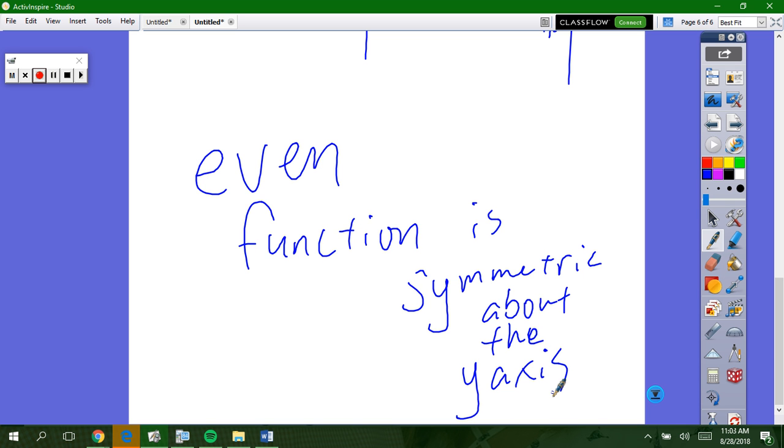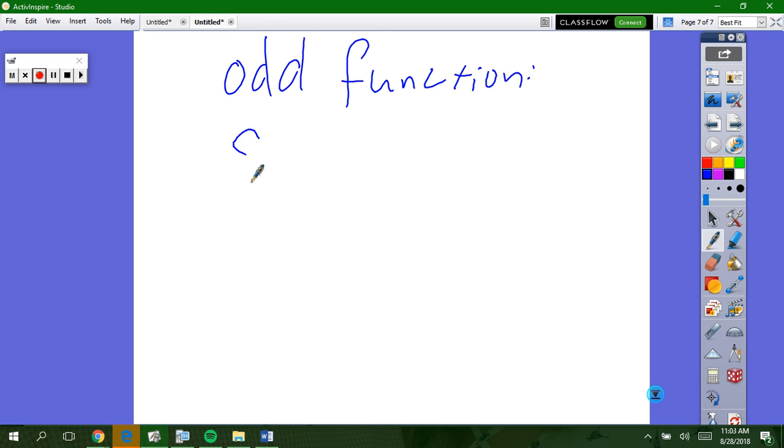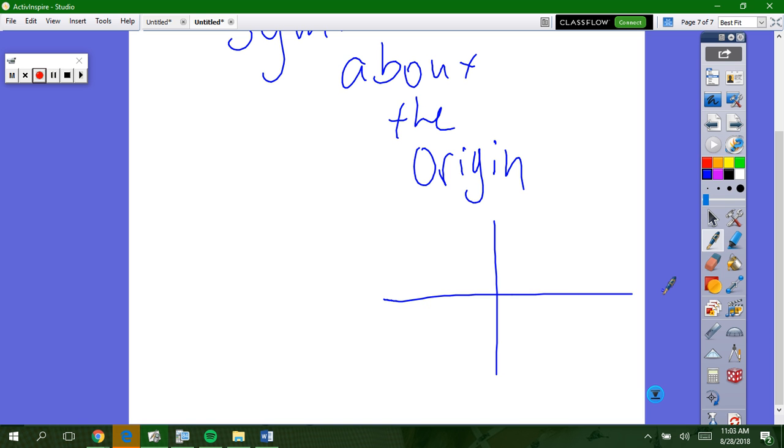Now, sometimes people struggle with understanding what's symmetric about the origin. I'm going to come over here just for the fact that Daniel brought it up. Odd function. Okay, so let's go ahead and graph something that's symmetric about the origin.